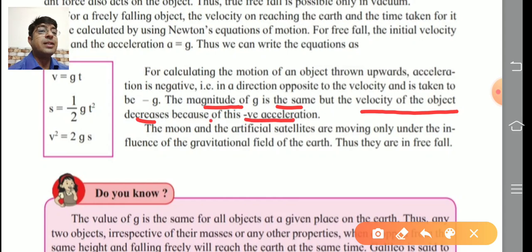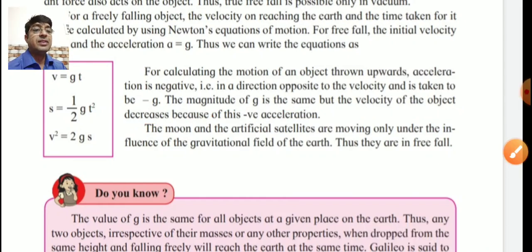Next, the magnitude of small g is the same, but the velocity of the object decreases because of this negative acceleration. When we throw any object in an upward direction, due to this acceleration due to gravity, the velocity of that object decreases when the object is moving in the upward direction.